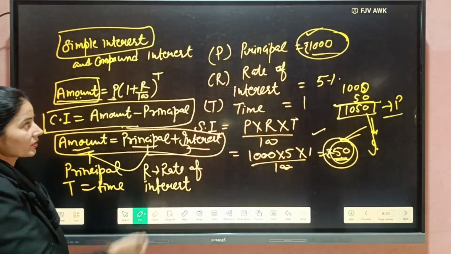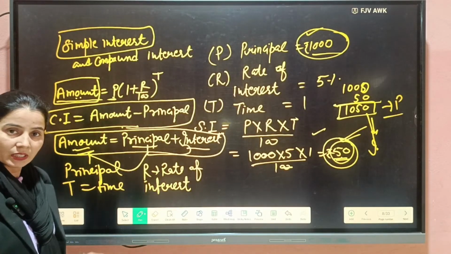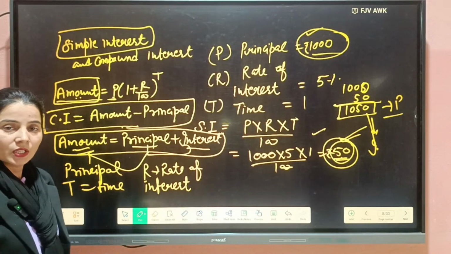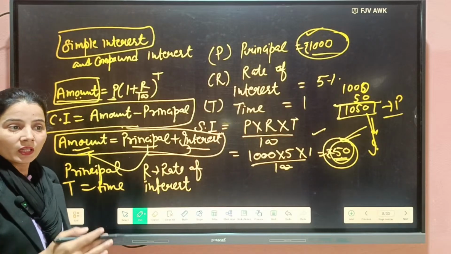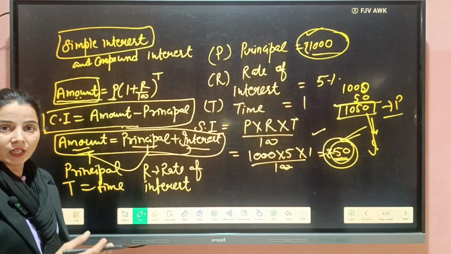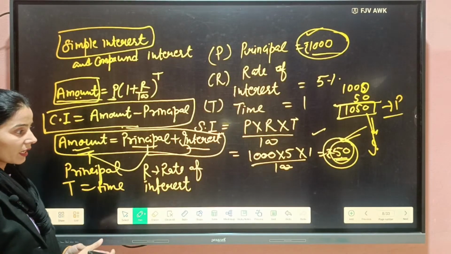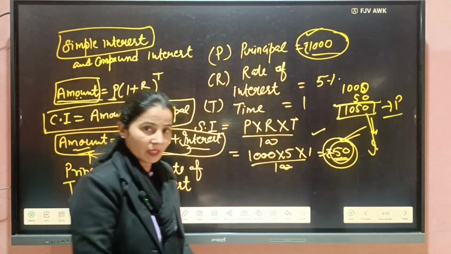Compounded yearly means you have to find the interest at the end of 1 year. And compounded half yearly means you have to calculate that interest in between. Half yearly means in 6 months, so you will calculate 2 times. So in that case, what will happen? The rate will be halved and the time will be doubled.